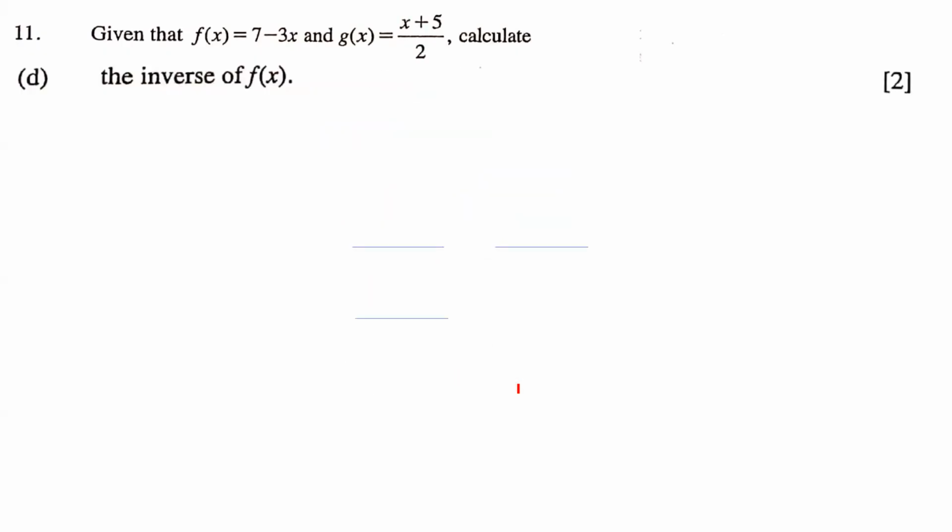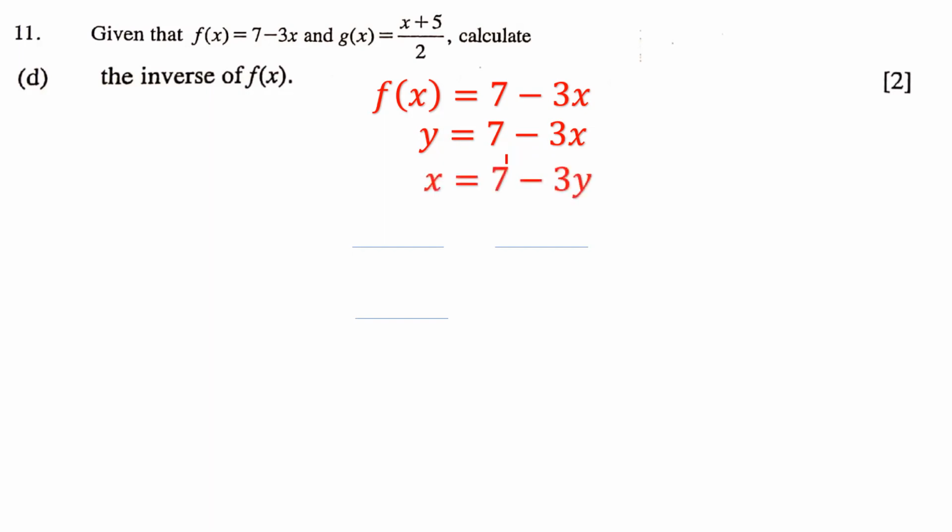Okay, moving on, let's find the inverse. We want to find out what is the inverse of f of x. In order to find the inverse, the first thing you're going to do is write your function down. Set f of x equal to y, all right? And so you have y is equal to 7 minus 3x. Then we're going to swap x and y. Wherever x is, we put y, and wherever y is, we put x. So now we have x equal to 7 minus 3y.